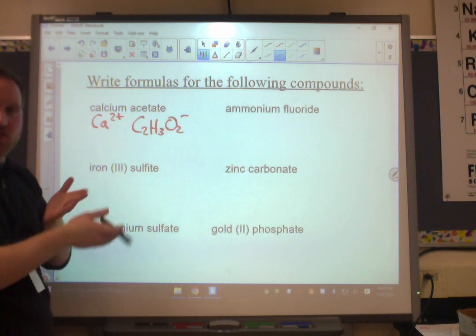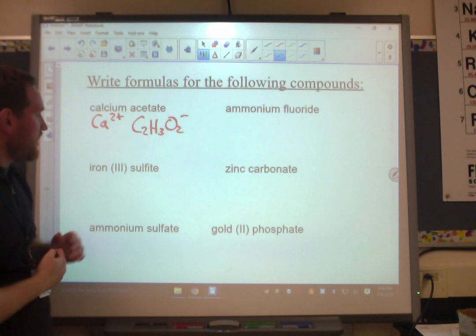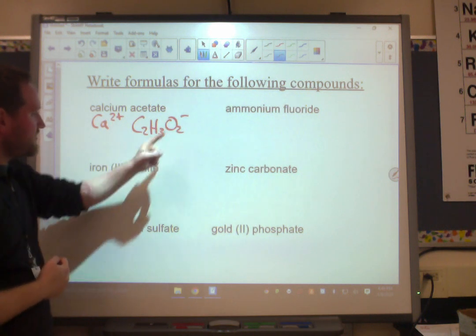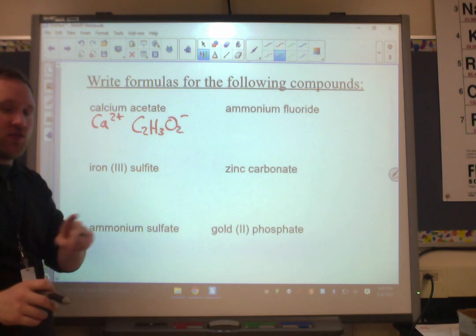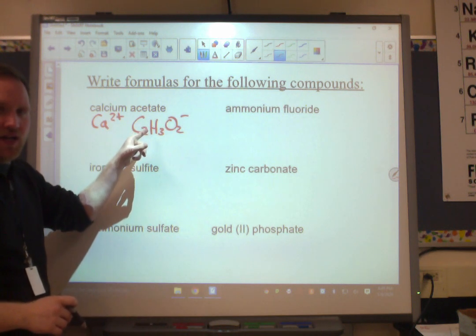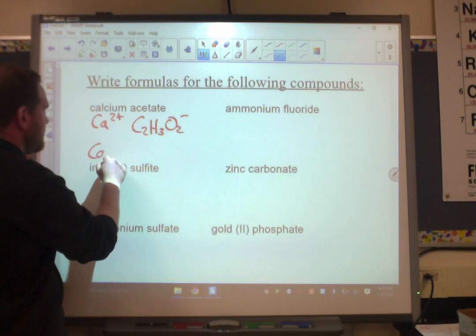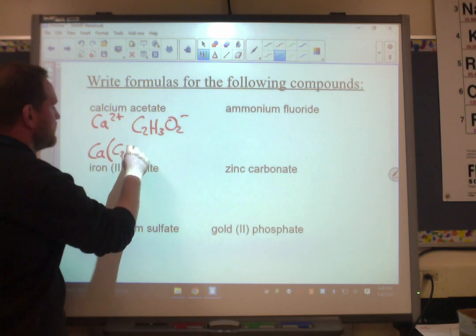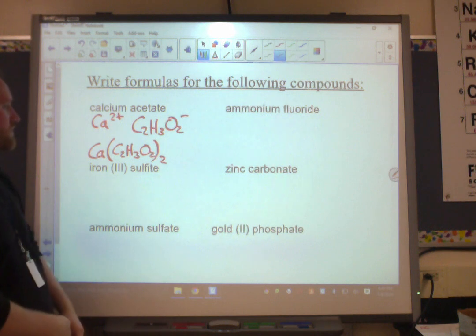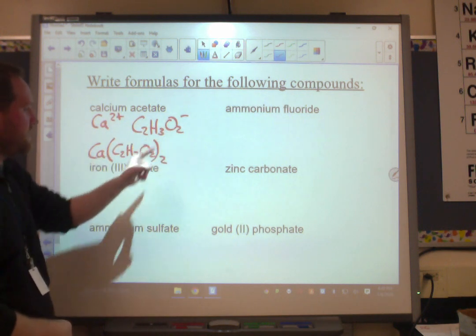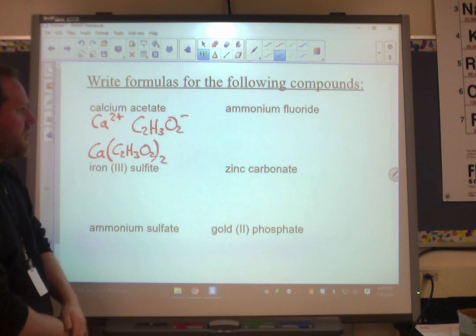So now all you do is crisscross these and write the correct formula. So we have 2 acetates, 1 calcium. Do we need parentheses? Yes, we do, because we have 2 of the polyatomic ions. So we're going to say Ca, parentheses, C2H3O2, close parentheses, 2. Because the 2 went with the acetate and the 1 went with the calcium.